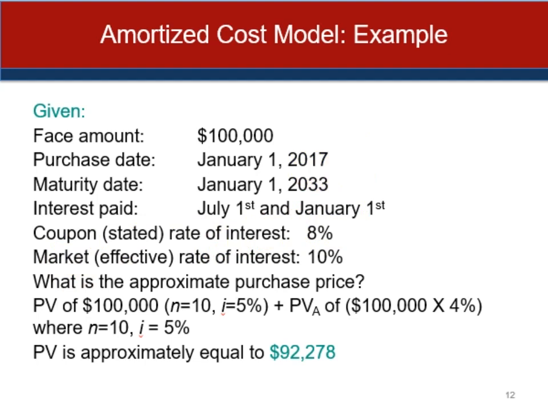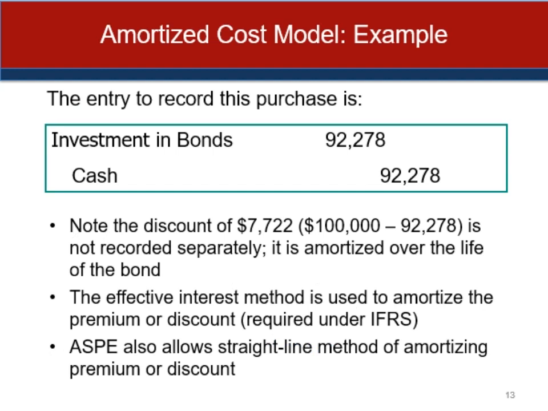So then we move on to the next slide. The entry to record the purchase is investment in bonds as an asset goes up by 92,278. Cash goes down by 92,278. And the discount of 7,722 is just used to reduce the face value of the bond to the investment cost of 92,278. The effective interest method would mean that as we get closer to the maturity date of the bond, January 1st, 2023, we would increase the investment in the bonds and record the change in value as interest being received on the bond.